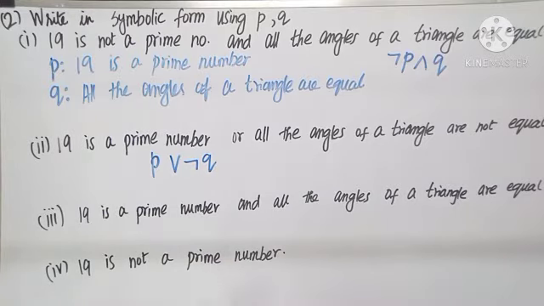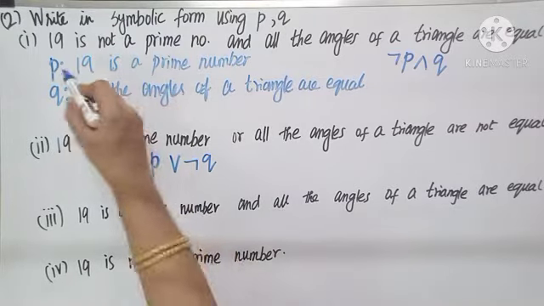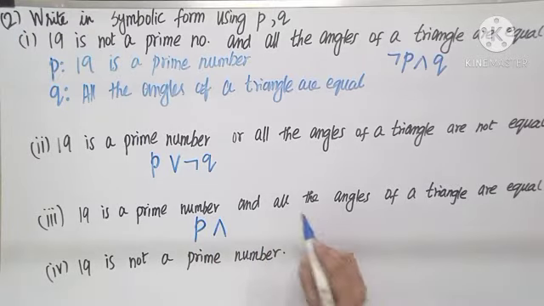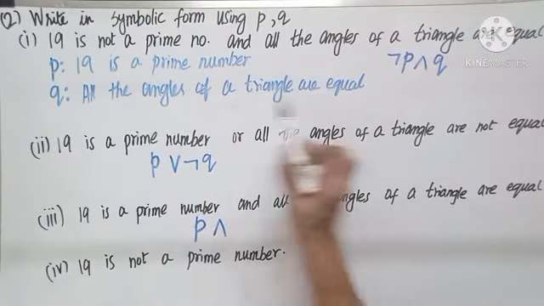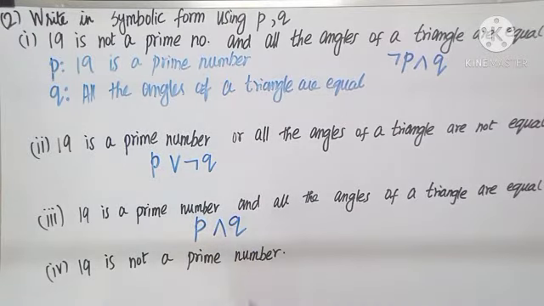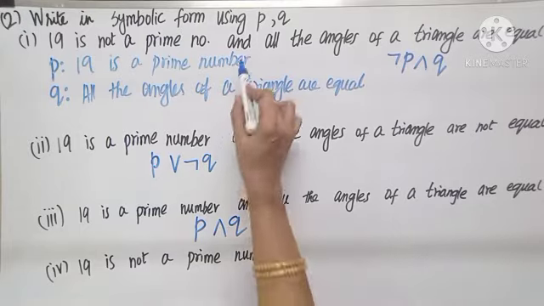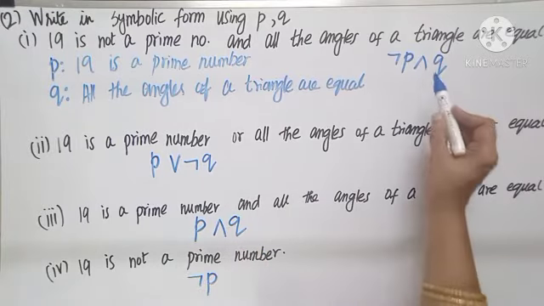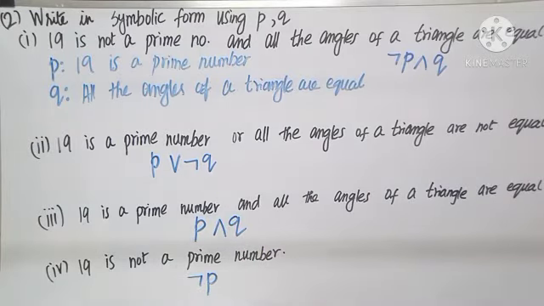Third subsection. 19 is a prime number, so that is P. And, so put the and symbol. All the angles of a triangle are equal is simply Q. 19 is not a prime number: 19 is a prime number is P, and not a prime number tells me not P. So for the given sentences, we have just associated the symbols for every statement.